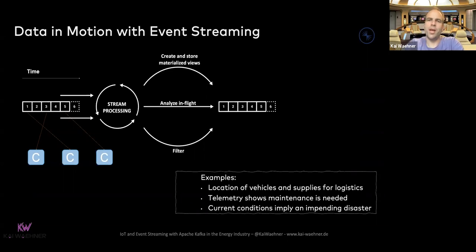The real added value comes when you also use the data in real time and analyze it in flight. On the bottom right, you see a few of these examples in the energy industry. This is something like when you want to do track and trace in real time for logistics, or when you want to process telemetry data from the different sensors in real time for maintenance reasons. And even for more critical things about safety and disaster and so on. But the point is you get all the different information and correlate it in real time. That's actually what event streaming and processing data in motion means.